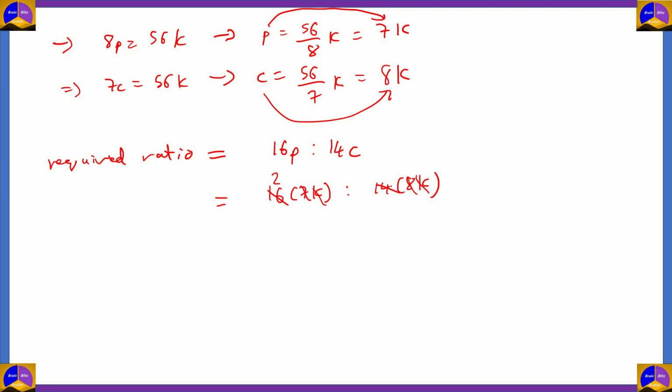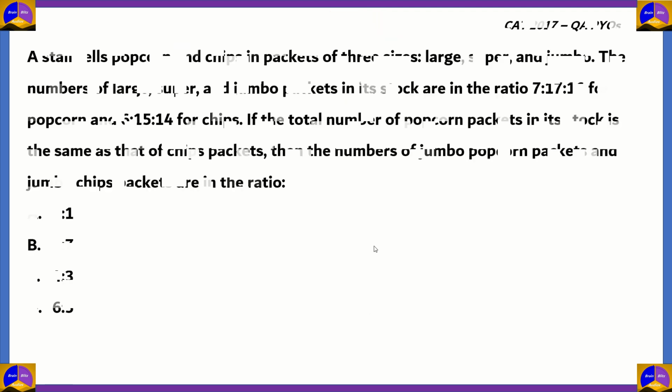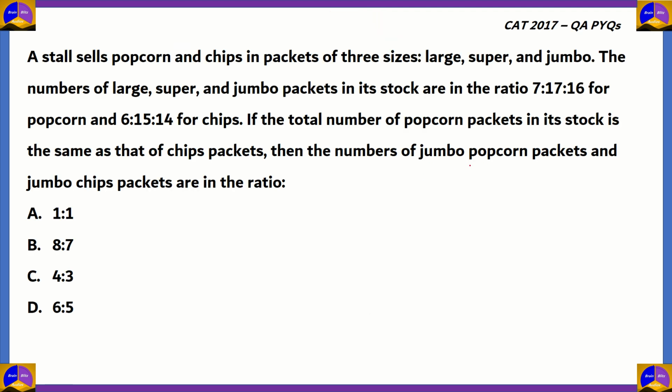Similarly with the 7s from both sides, so on the right side you also get a 2. So the ratio now turns out to be 2:2, which again, you can cancel the 2's out. So what we get is that the required ratio between jumbo popcorn packets and jumbo chips packets is 1:1. So the number of jumbo popcorn packets and jumbo chips packets are in the ratio 1:1. And that means option A turns out to be our right option.